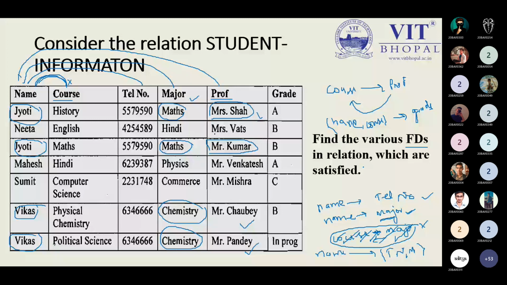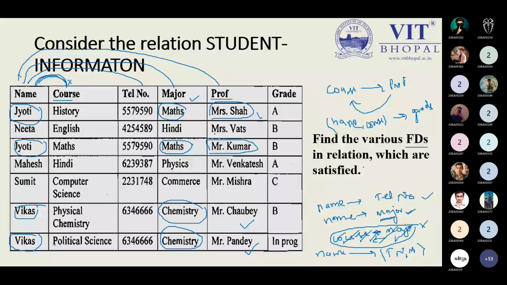In which course did Jyoti get the grade A? In history. In which course did Jyoti get the B grade? In mathematics. The same thing happens with Vikas, Mahesh, Sumita and Nita as well. So this is a simple example of finding the functional dependencies. These are the functional dependencies we have determined from our given data.